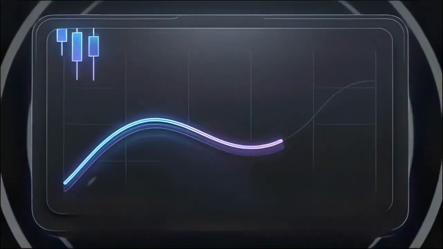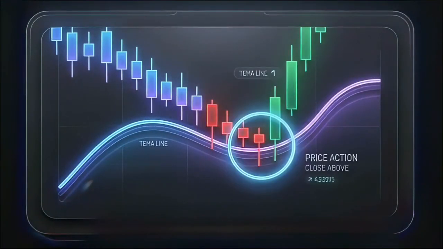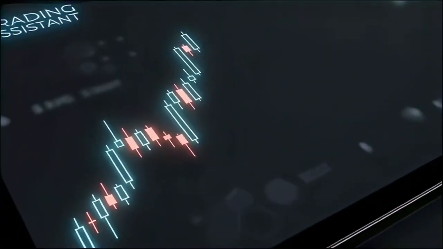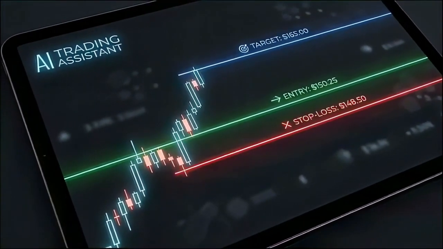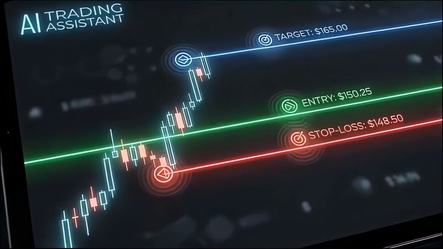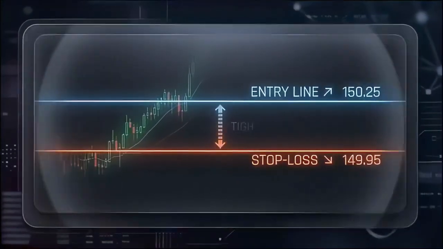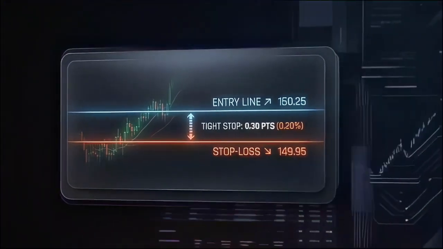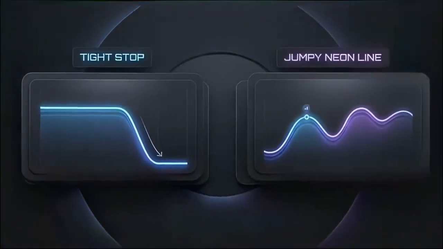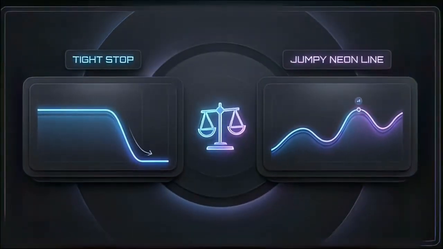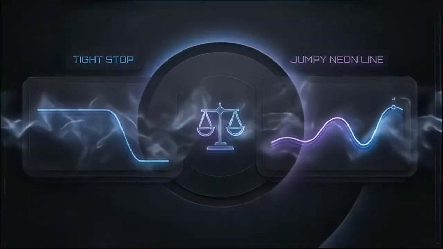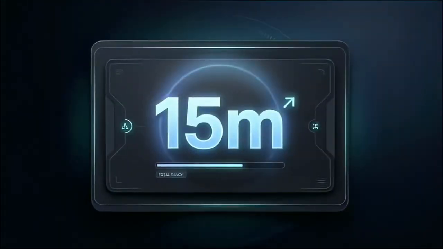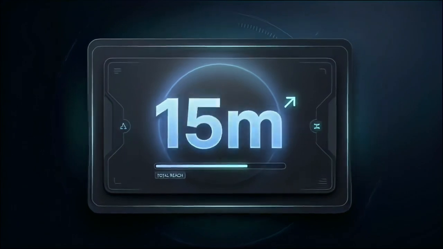Now the entry. In an uptrend, wait for price to pull back and touch the triple average, then close back above it. Enter on that close, stop beneath the low of the touching candle, target the prior swing high. Because the line reacts so fast, your entry sits very close to price, which means your stop is unusually tight, and a tight stop is the whole reason to tolerate a jumpy line in the first place. So that is the fast chart, where speed is the point. Now the time frame where you deliberately give some of that speed back.